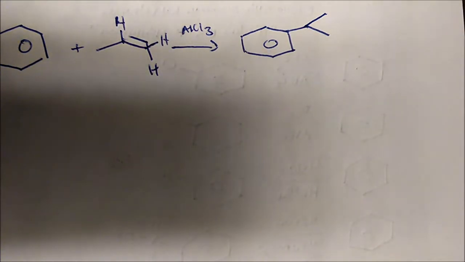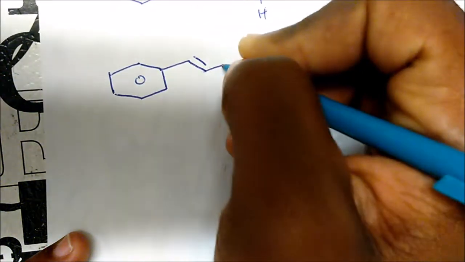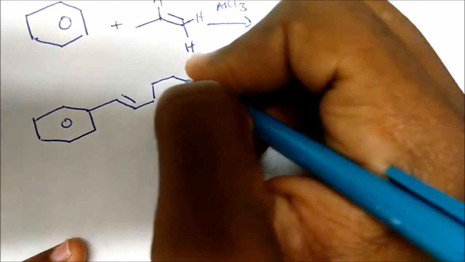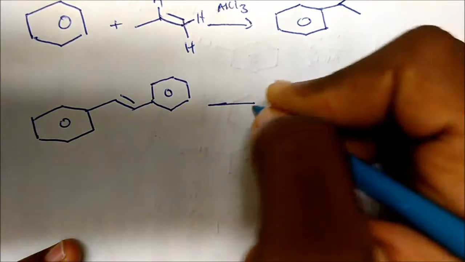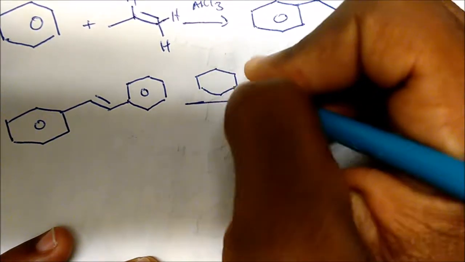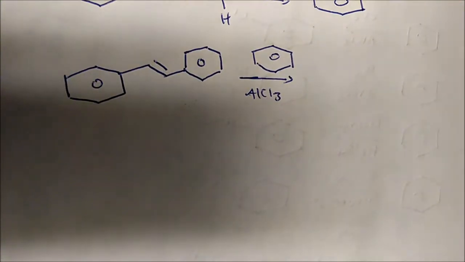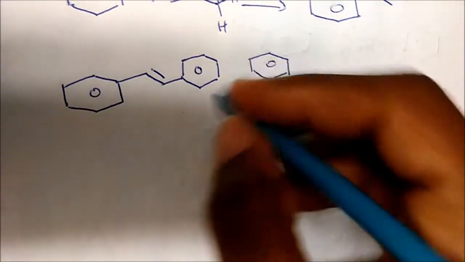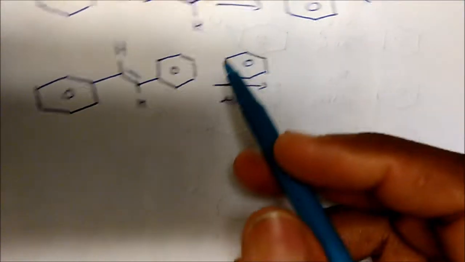Now what if I take this molecule here and I react it with benzene and aluminum trichloride? What would I get? Well, look at my carbon-carbon double bond. It's symmetric. So in this case, it doesn't even matter where my benzene will go. It doesn't matter in this sense.